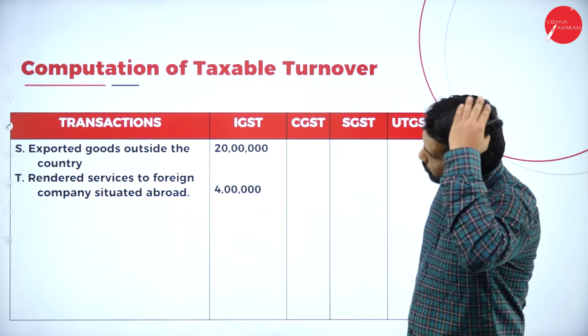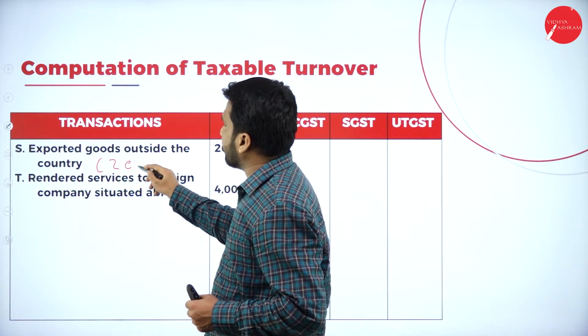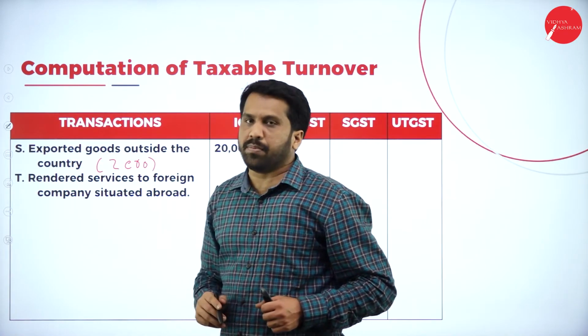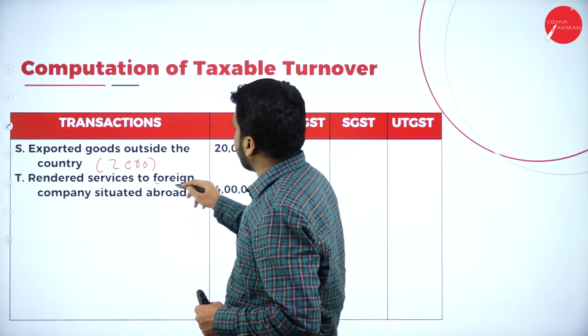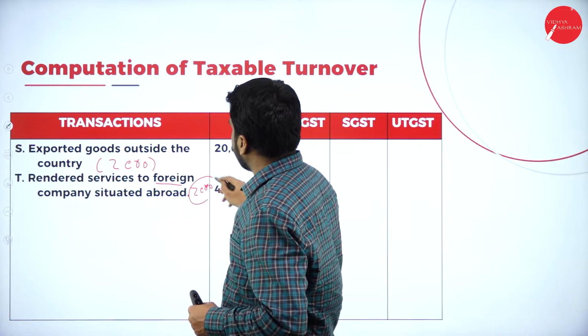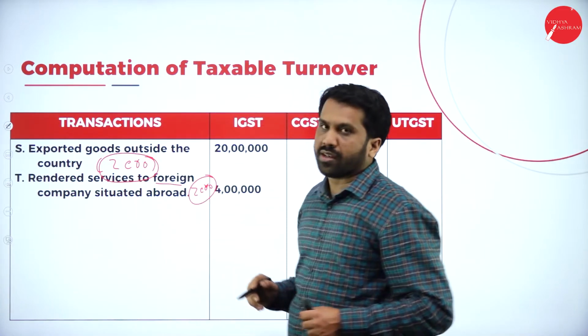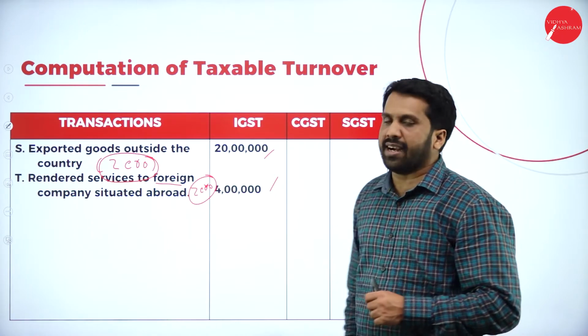Then purchase of goods from unregistered dealer within the same union territory, we go for CGST and UTGST. Then received services from an unregistered dealer, in the same sense it will be CGST and UTGST. This is why it is UTGST. Why? Because it is union territory. Now, the last two will be exported. Exported, we call it zero rated supply. And rendered services to foreign, again it is also called zero rated supply. Hope you are clear? Yes, both come under IGST and IGST.